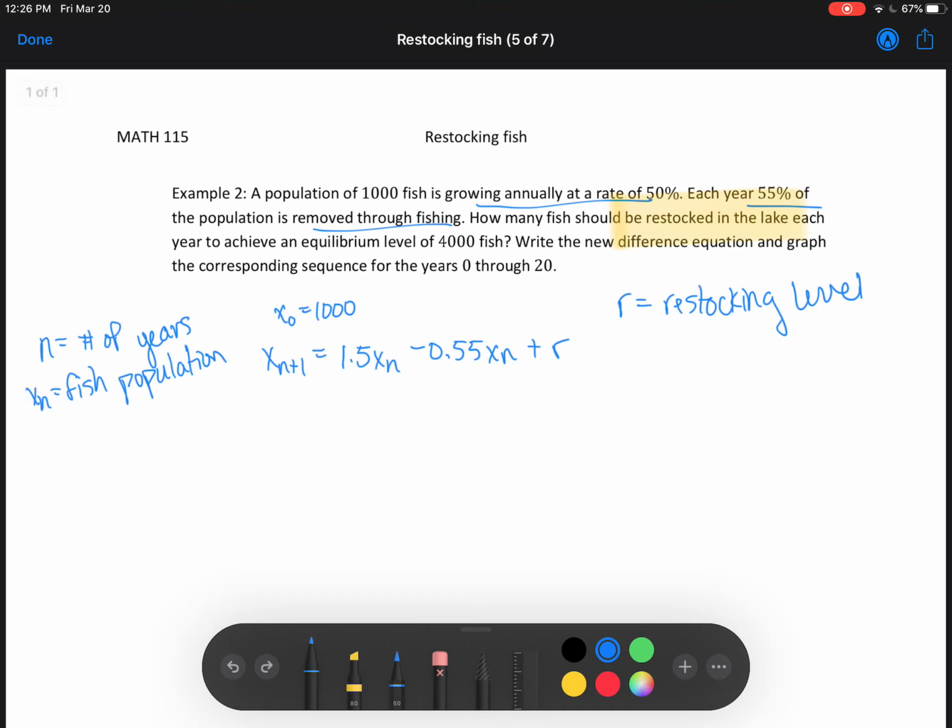All right, so again, this difference equation that we just wrote is not really written in the best way. We should combine our like terms. So we have x sub n plus 1. If we have 1.5 minus 0.55, that gives us 0.95 x n plus R.